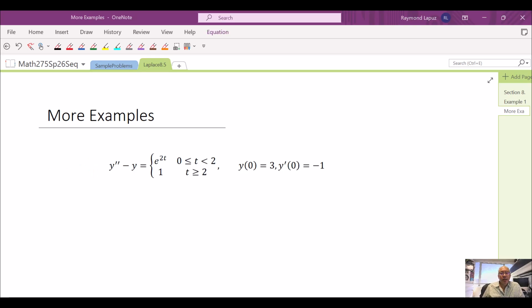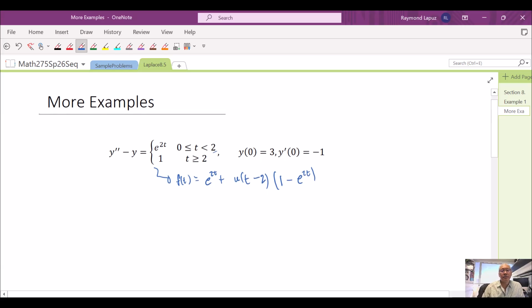Okay, I hope you took a pause to try out this problem. We're going to go for it. Just like before, we will rewrite your piecewise function f of t in terms of the unit step function. So it's going to be the first function, e to the 2t, plus the step function with the shift at whatever that shift is, times the second function minus the first function. Okay, so this is what we have.